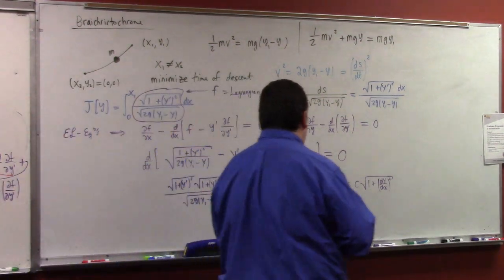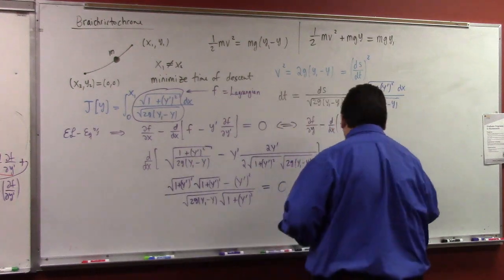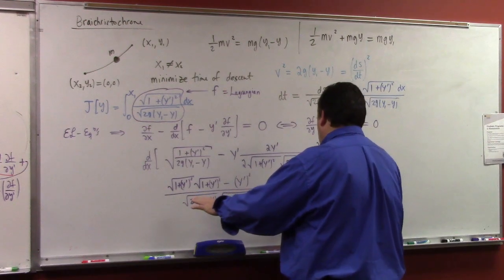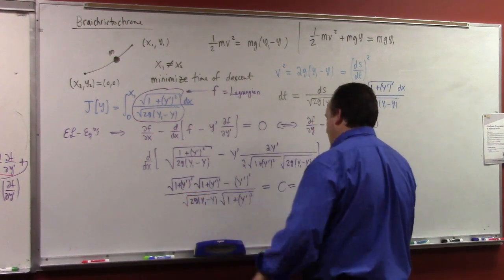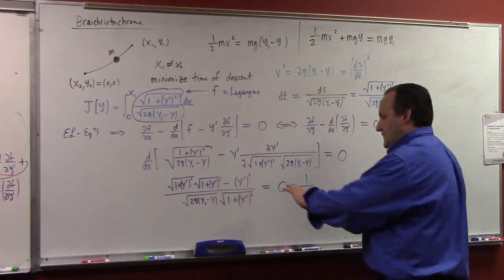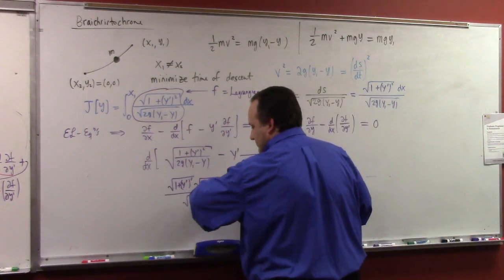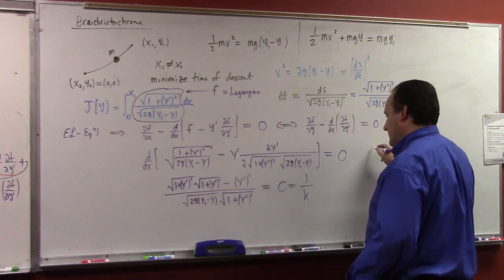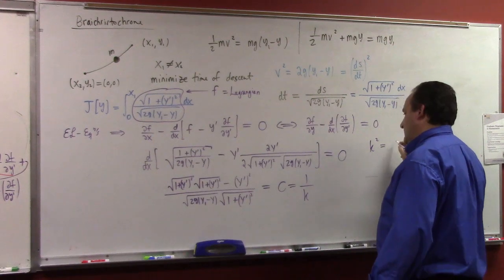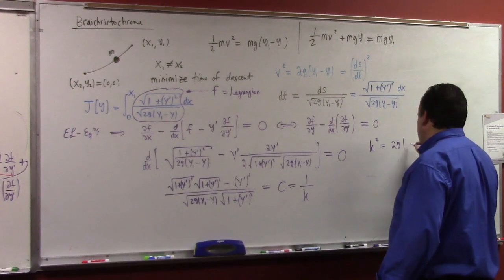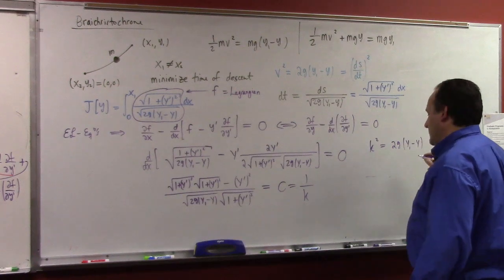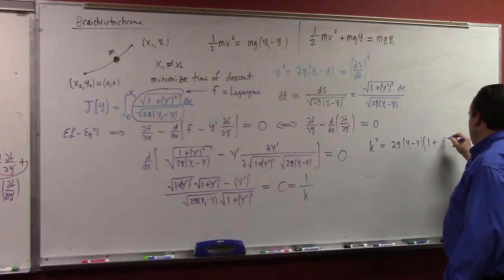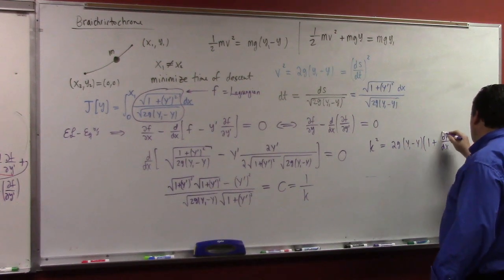All right, wonderful. Let's take a step back to here. What this gives us, of course, is that, and if I follow my notes, I write that as 1 over k because that's convenient. So this all in the top simplifies to what? 1. So flip it, square it, and we've got k squared is equal to 2g times y1 minus y times 1 plus, I'll write it as dy dx squared.